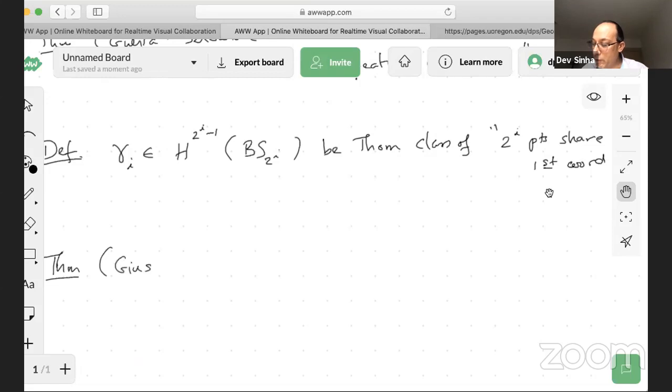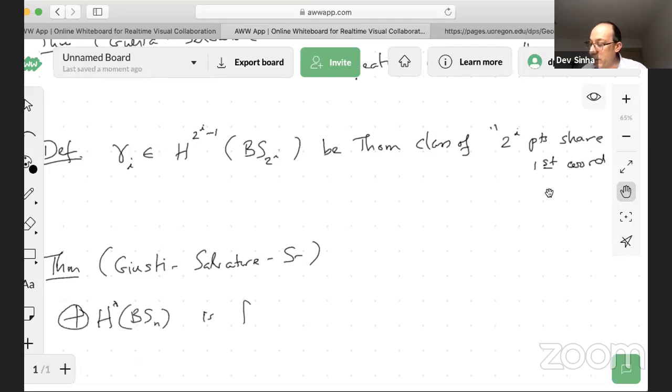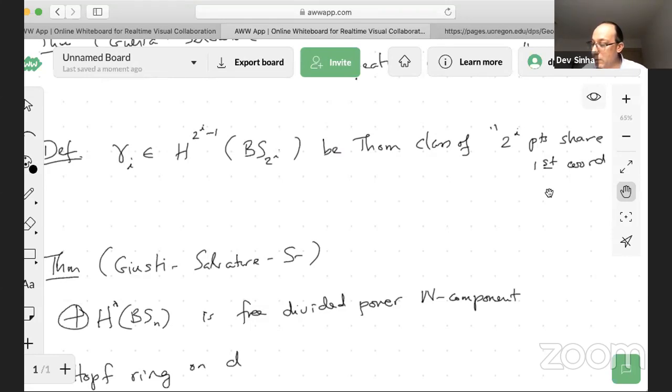And then the theorem, and this is Chad Giusti, who is my former PhD student, Paolo Salvatore, and myself, is that if I take symmetric groups together, this is the free divided power incomponent Hopf ring on these classes gamma I. So if I look at this cohomology and I'm taking cup product, a lot of products are 0 because I should set them to 0 since I've got different components, different symmetric groups. So that's this incomponent condition.